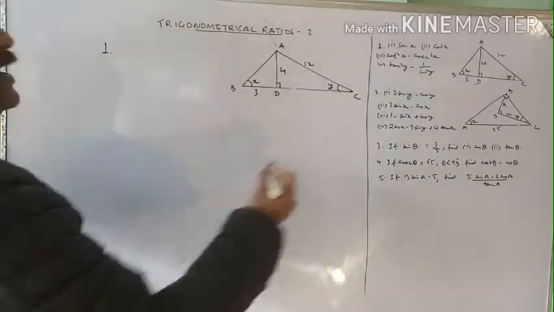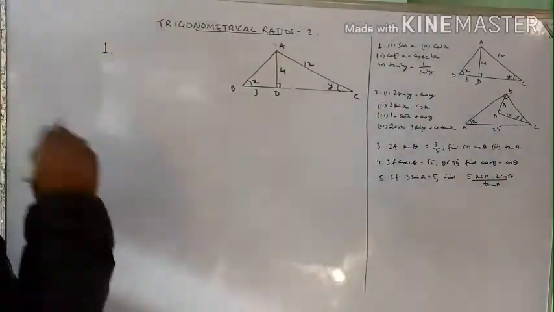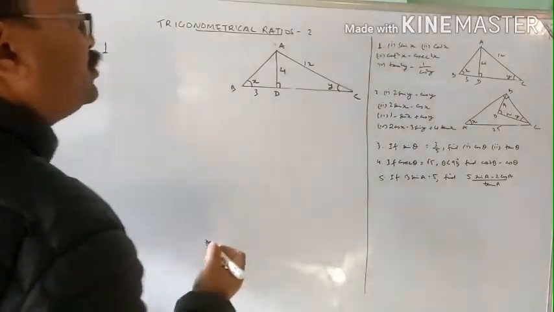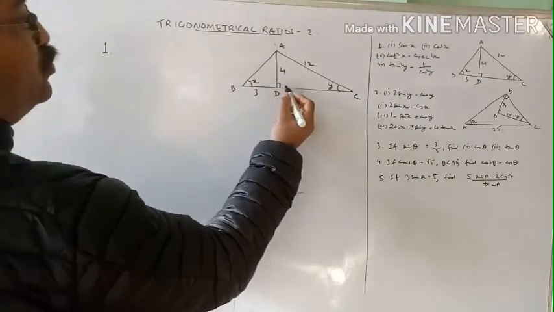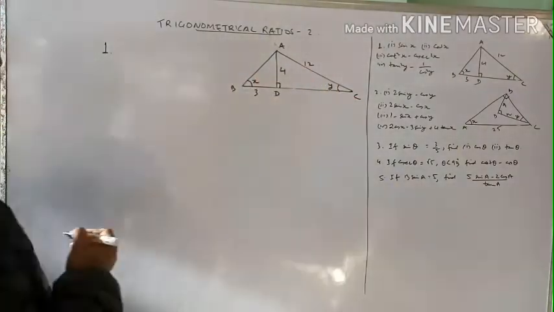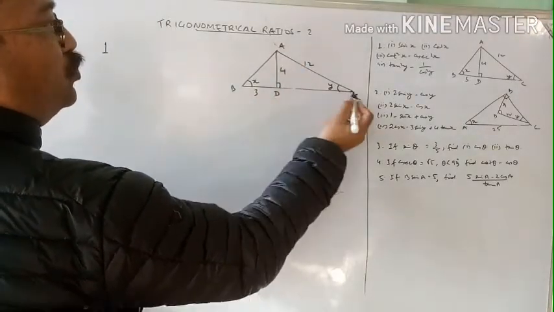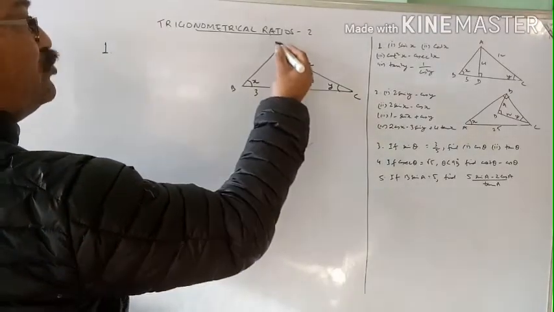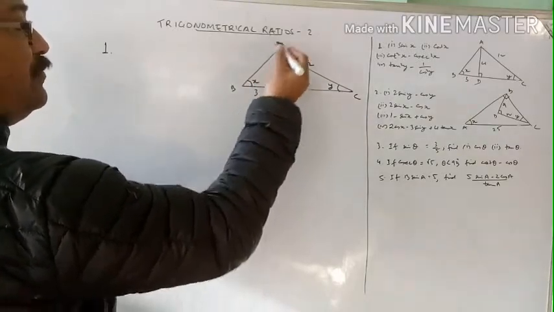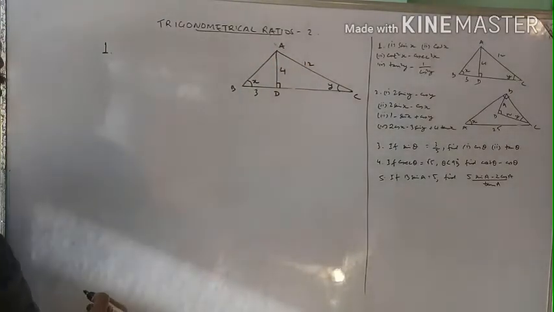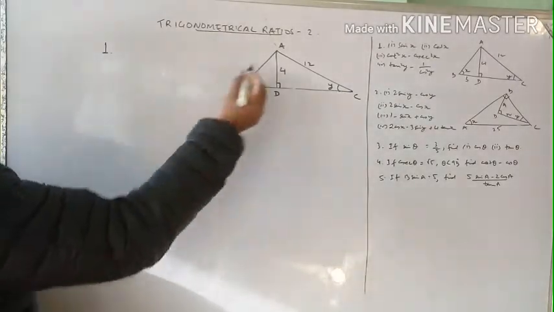Now we have to find the values of these ratios. So before we try to find the values of these ratios, we have to make sure that we know the length of all the sides of these triangles. Like in triangle ACD, we don't know the length of CD, and in triangle ABD, we don't know the length of AB. So we have to find this length first. Okay, so first take this triangle.